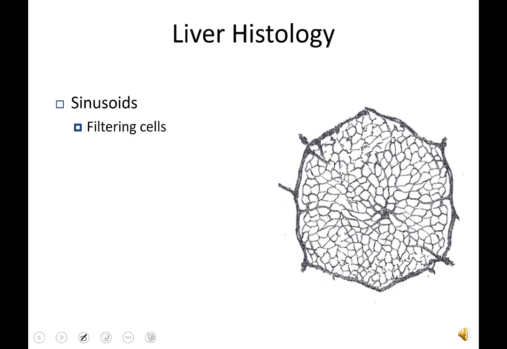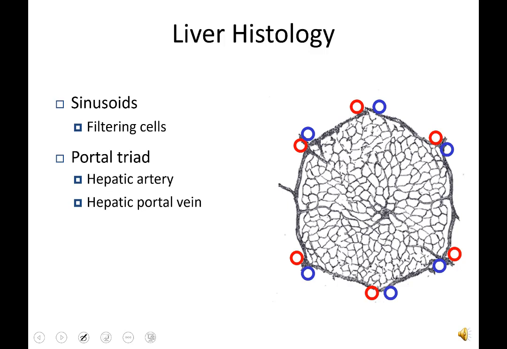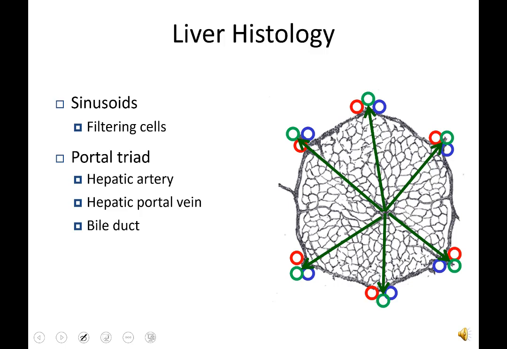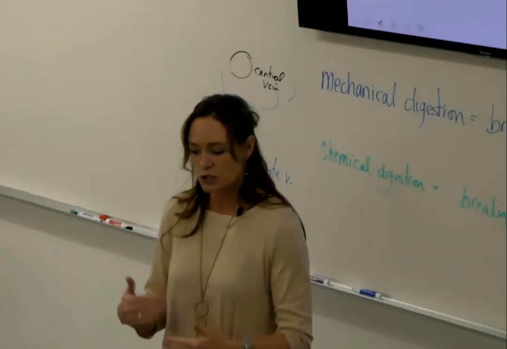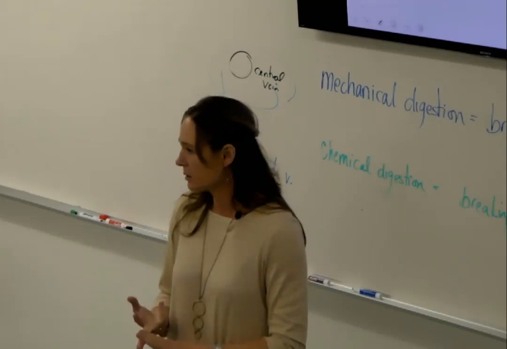Okay, so here this is again on the computer version. The sinusoids are the cells that are doing the filtering. The portal triad includes the hepatic artery and the hepatic portal vein, and they bring blood in towards the central vein. Then the bile duct, or the bile, comes out away from the central vein, carrying more and more waste as it goes until you get to the bile duct on the outside. So each one of those individuals is known as a portal triad. You'll need to know the name of each of the components of the portal triad and the direction of flow and the source of each one. Hepatic portal vein coming from where, and how about the hepatic artery?